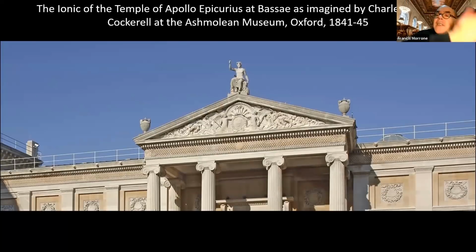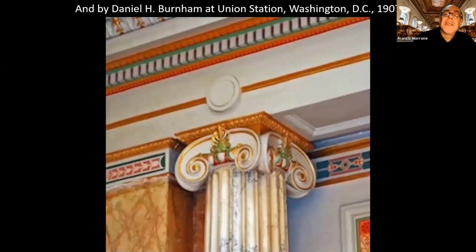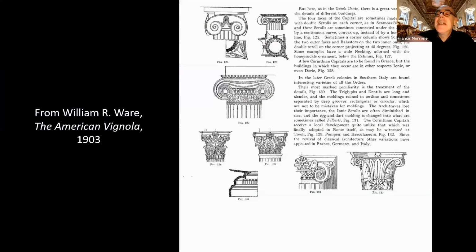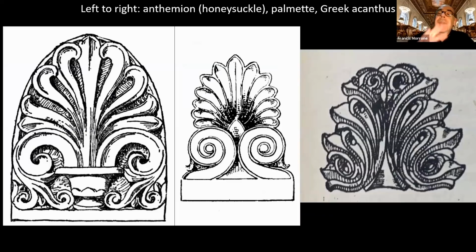Here is a third. After the Erechtheum and after the temple on the Ilisos, there is the Ionic of the Temple of Apollo Epicurius. We see that order, I always think of it as this very flouncy sort of Ionic, employed by Cockerell at his most famous building, the Ashmolean Museum in Oxford, but we can see it as well at Union Station in Washington, D.C., and illustrated in an American book, The American Vignola by William R. Ware.